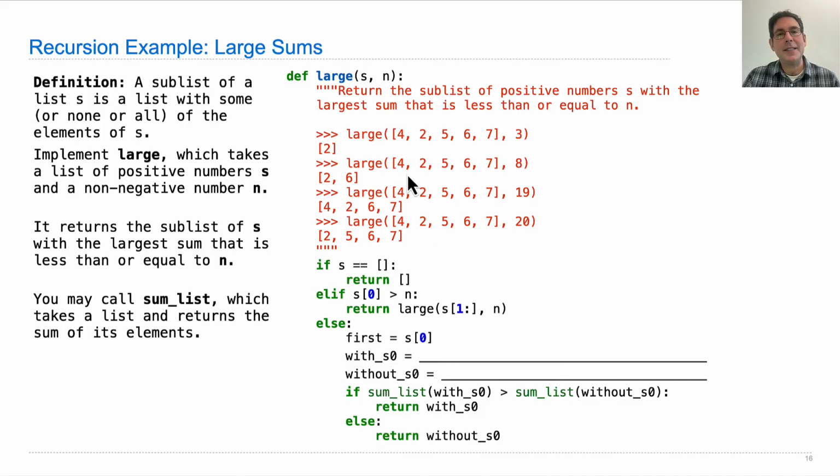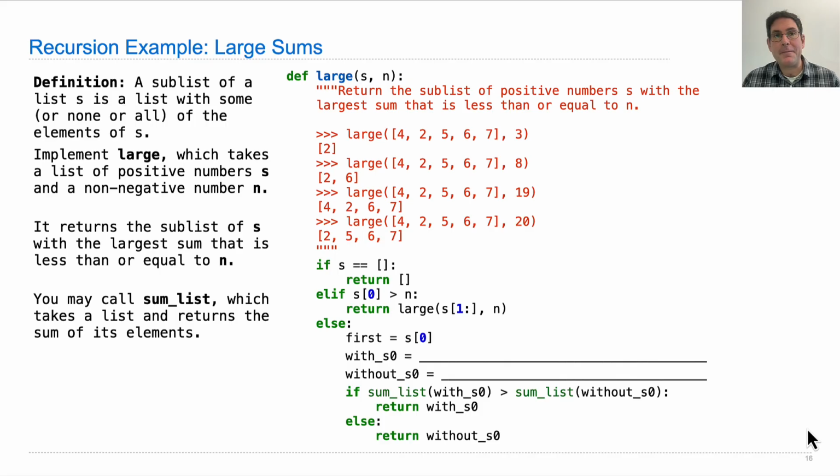Let's take a look at this second example. 4 is the first element. It turns out that not using 4 gets you a sum of 8, whereas using 4 would leave you with a sum of at most 6. So how do you figure that out? Well, let recursion do it. Try it both ways. Check out which answer got you the bigger sum and return that answer.